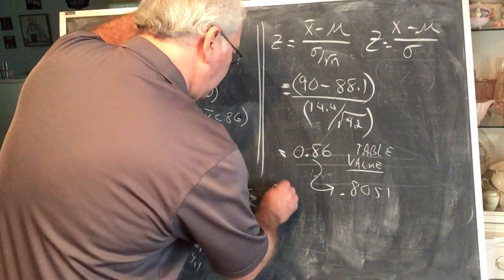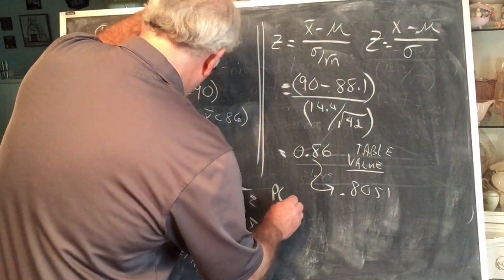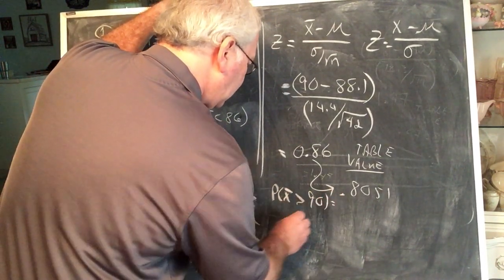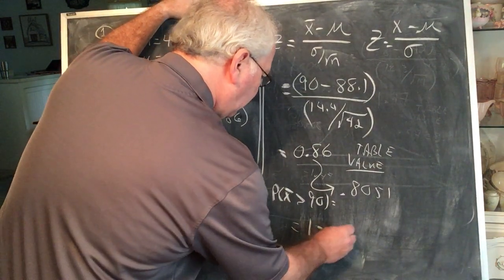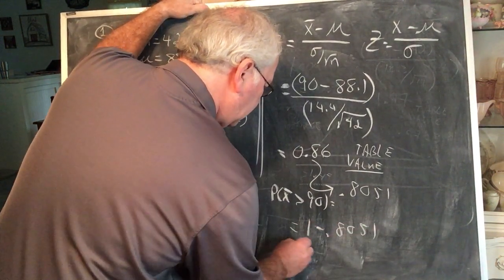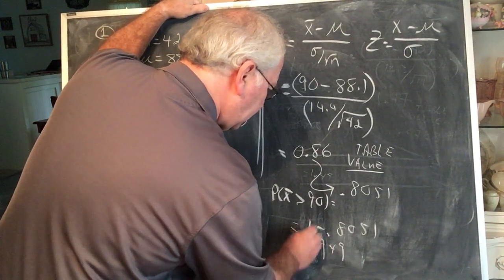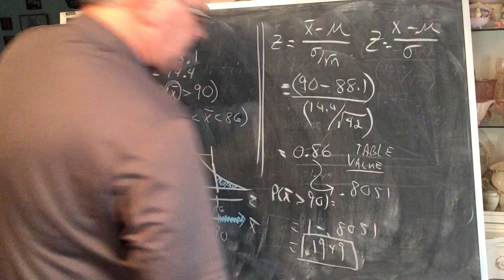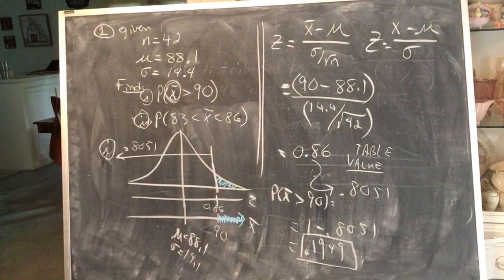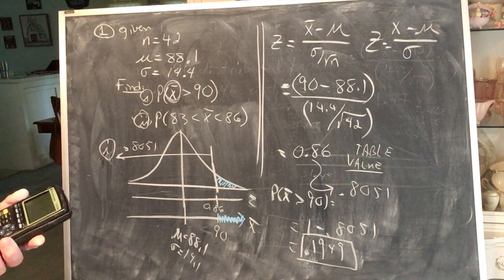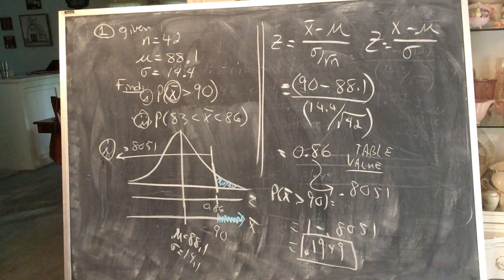So our value we want, so the probability that x bar is greater than 90 is given by 1 minus 0.8051, 0.1949. If my arithmetic is correct, I get 1949. Ooh. Let me double check that just to be sure. 1 minus 0.8051, 1949. All right? Now in the next video, we'll do the second example.